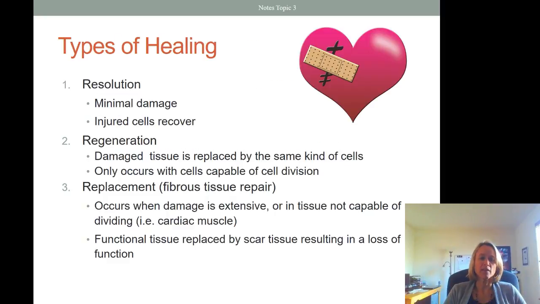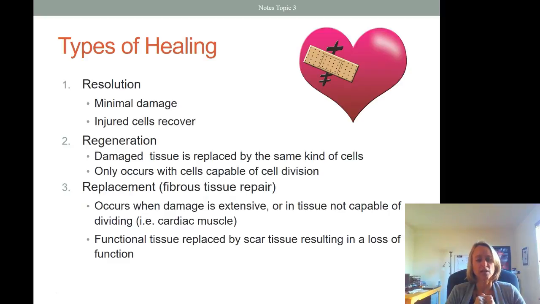Okay, what kind of healing can we have? Types of healing. Resolution. Resolution is where the injured cells recover and go back to the normal structure and function. This can only occur if there's minimal damage. Okay, so the cells can recover. Regeneration occurs when damaged tissue gets replaced with the same kind of cells, but this can only occur in cells that are capable of division.